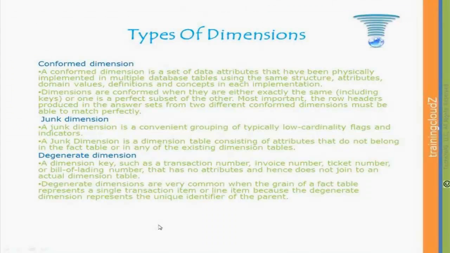Degenerate dimensions are very common when the grain of the fact table represents a single transaction item or a line item.